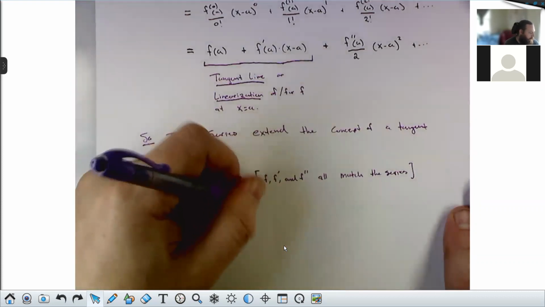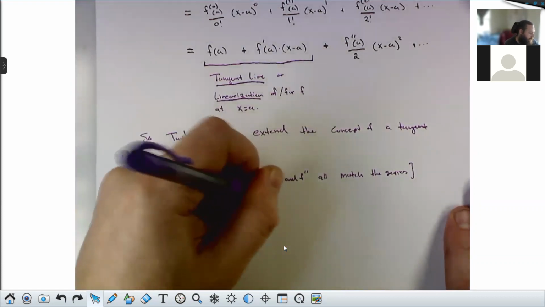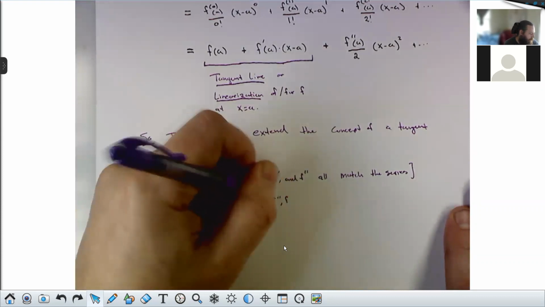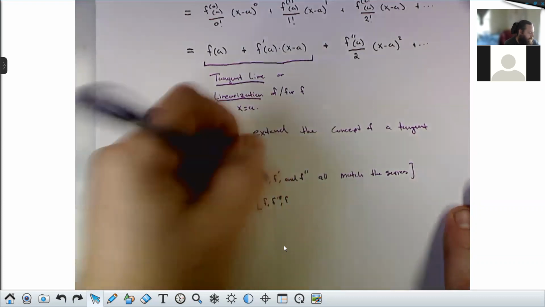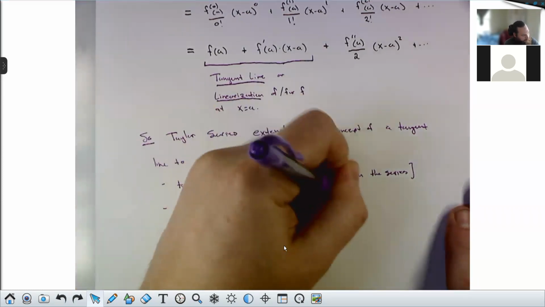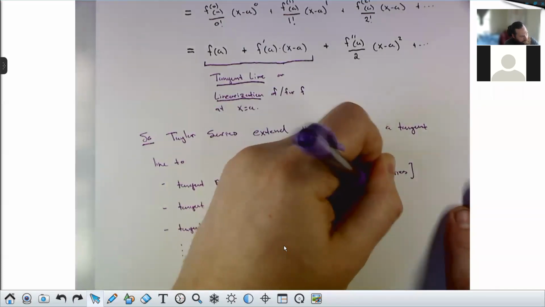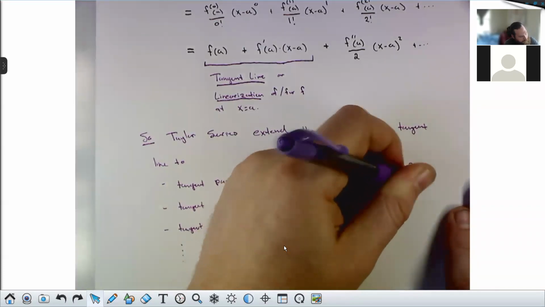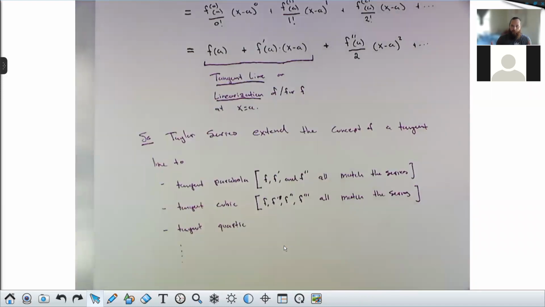What I mean by tangent cubic is that f, f prime, f double prime, f triple prime all match the series. Remember how I told you to think about power series as just big long polynomials? Well, the Taylor series is the special polynomial such that the derivative of that polynomial is the same as the derivative of your function when you plug in the center.